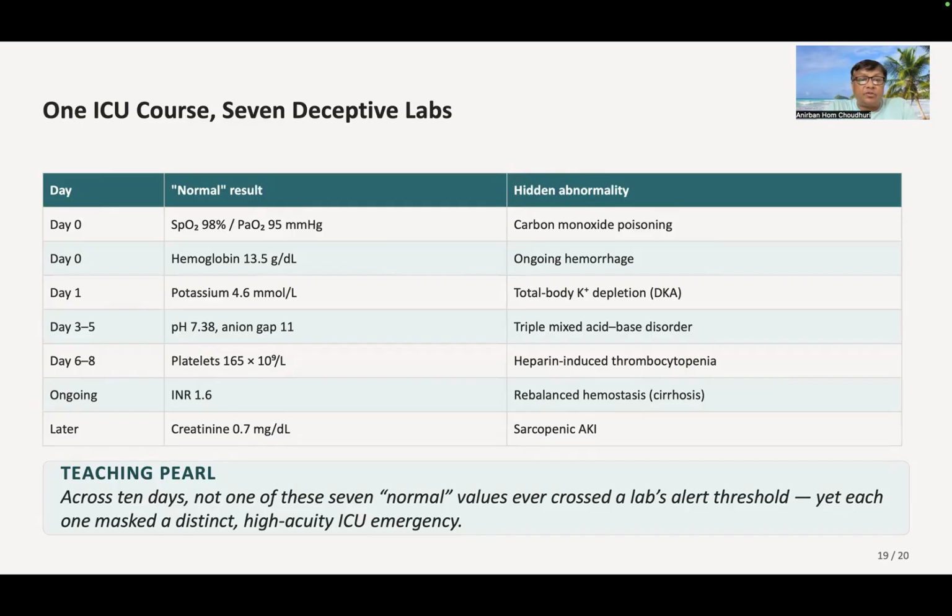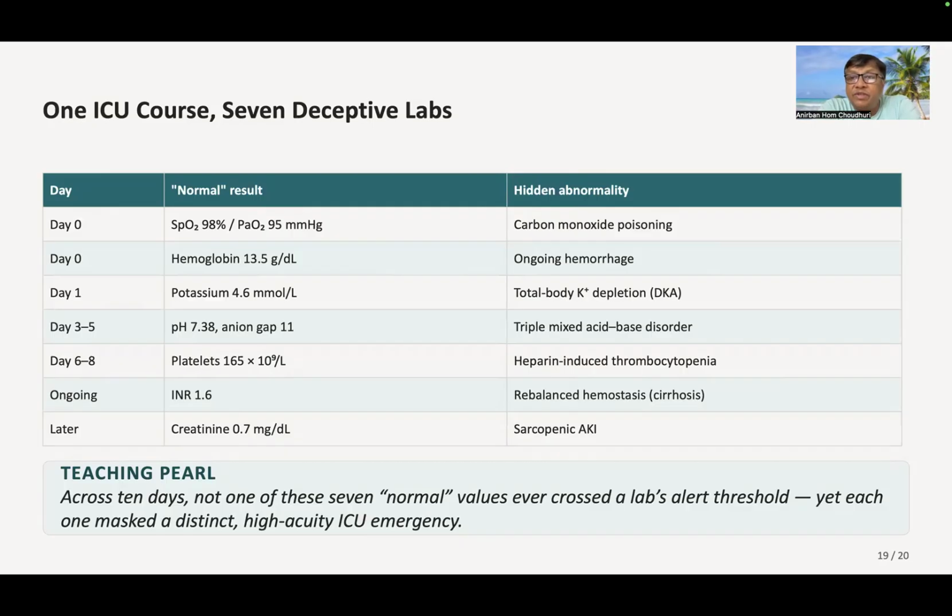The INR was 1.6 because of rebalanced hemostasis in cirrhosis, and later a normal creatinine occurred despite a sarcopenic AKI in a patient with cirrhosis and sepsis. So the teaching pearl is that across these 10 days, not one of these 7 normal values ever crossed a lab's alert threshold. Yet each one marked a distinct and high-acuity ICU emergency.